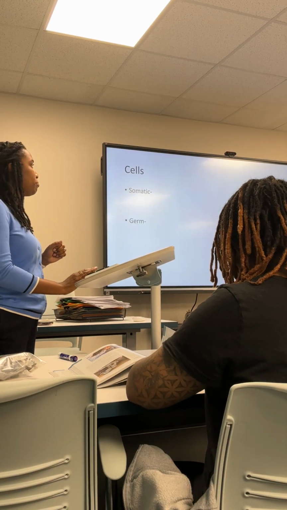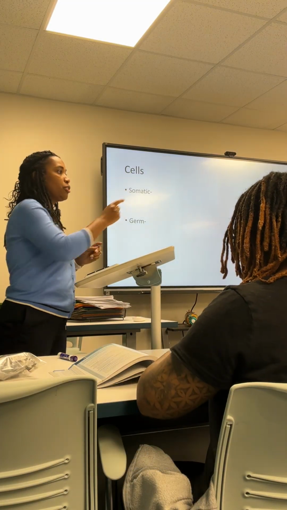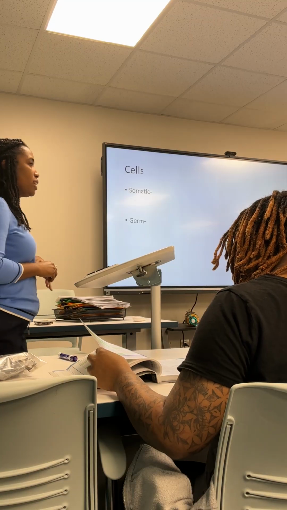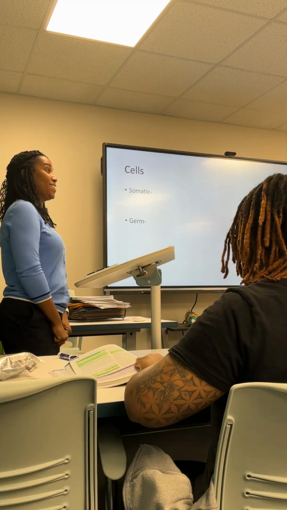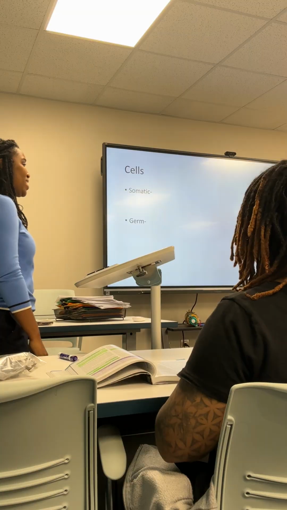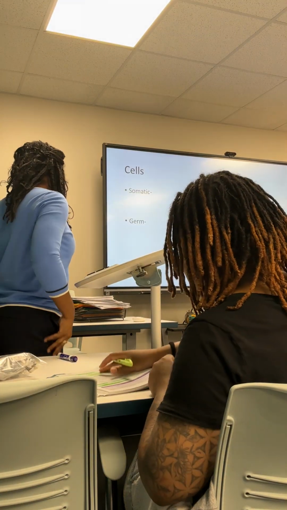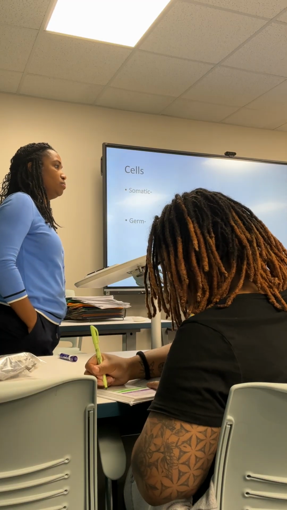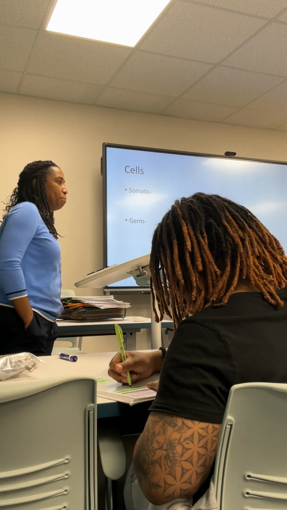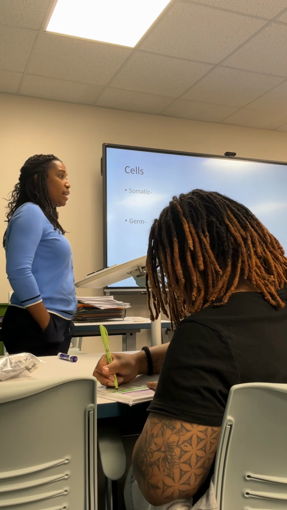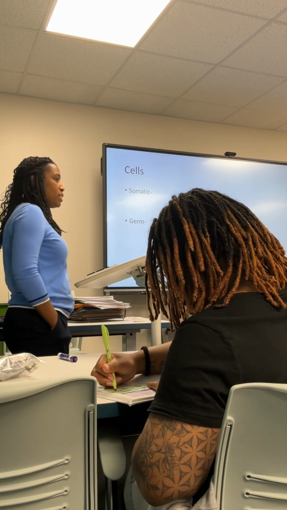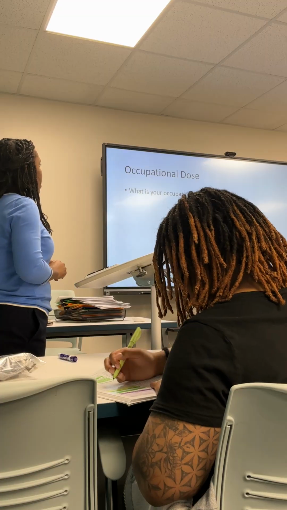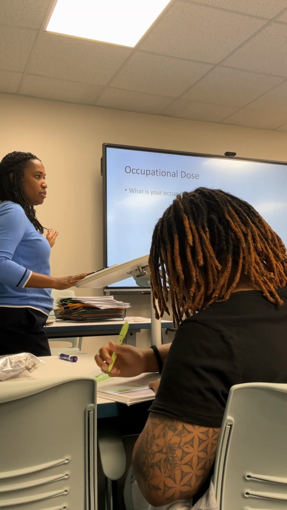Y'all got that? Okay. First group, talk to your group. What's somatic versus genetic? Go ahead, James, we trust you. This one has to do with the chromosomes. It has to do with just reproductive chromosomes. Yep. So somatic is of the body, and genetic is reproductive, right? Got it? Occupational dose, we said that, 50 millisieverts.